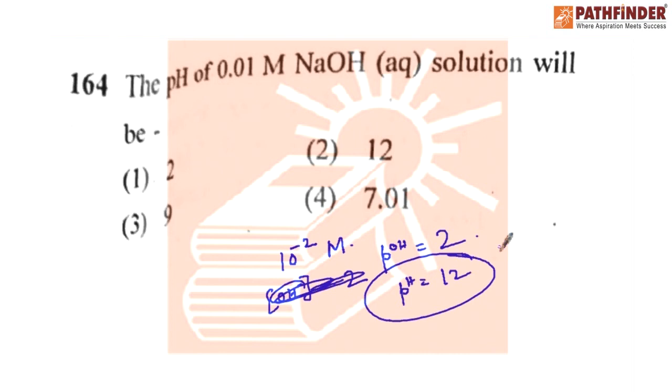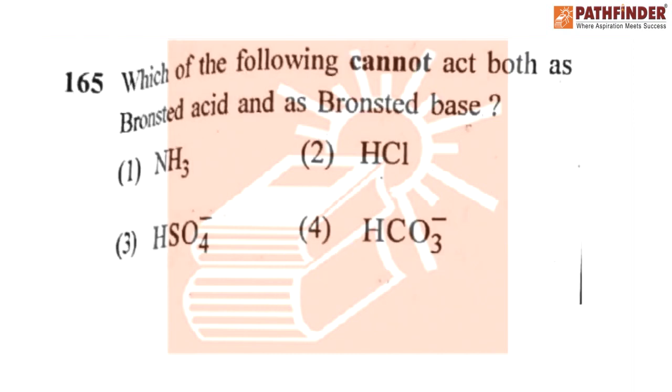You have to just apply your simple logic of ionic equilibrium: the pH of 0.01 molar NaOH solution. This is a plain and simple question, that is 10 to the power minus 2 molar. That means the pOH will be 2, because pOH is minus log of OH minus, so minus log of 10 to the power minus 2 is 2. pOH is 2, so pH will be equal to 12, because 14 minus 2 is 12. So option number 2 will be our correct option. Let's move on to the next question.